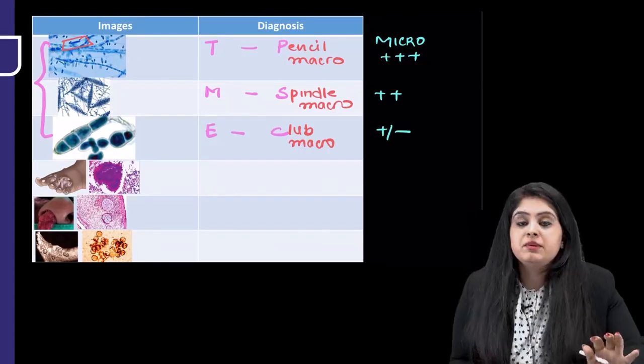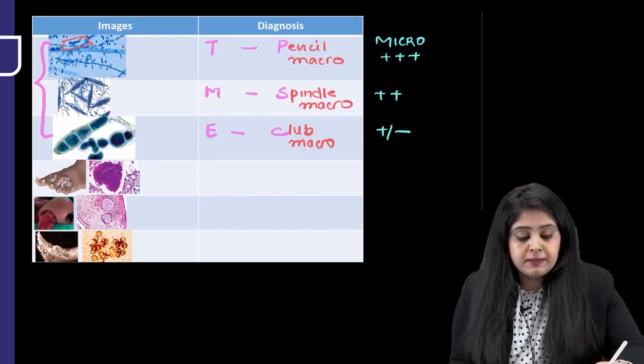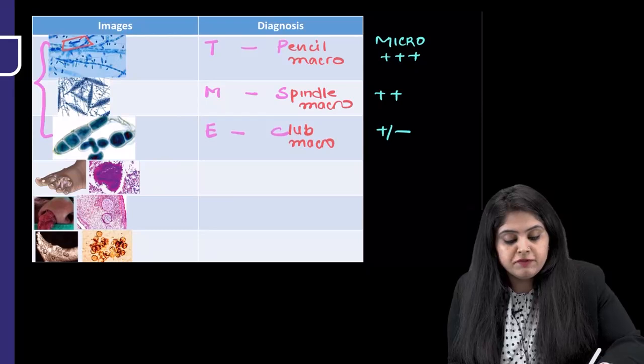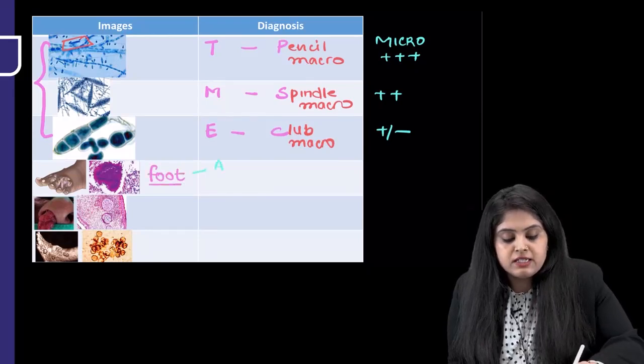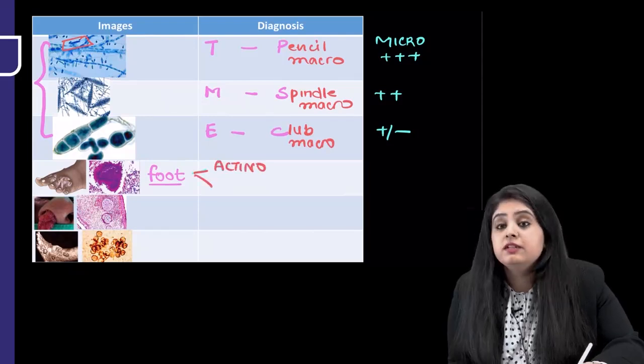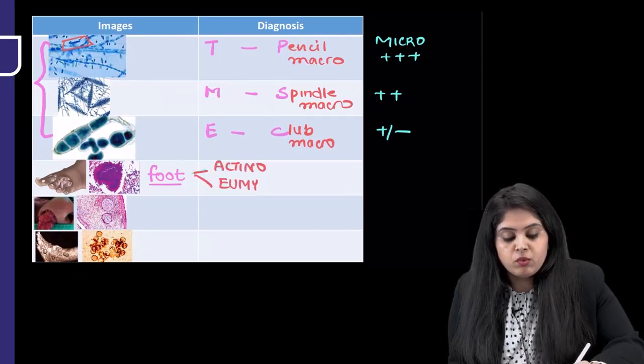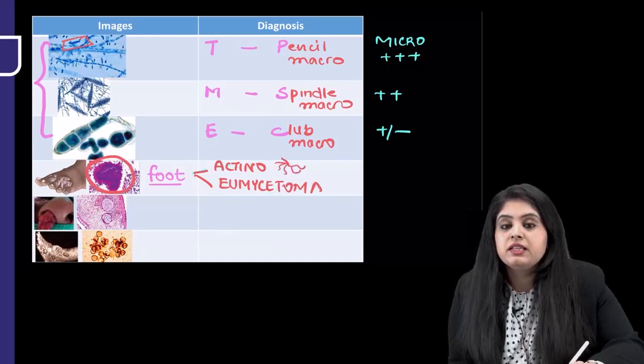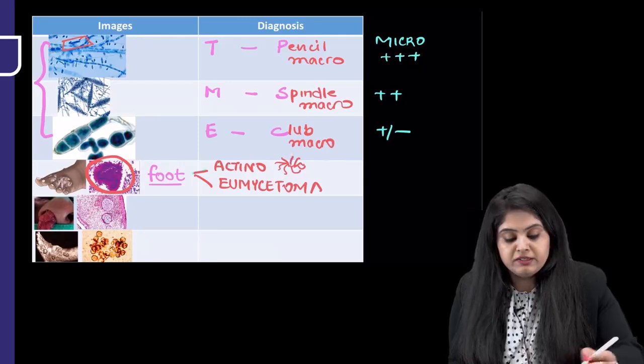I hope everyone remembers this. We've discussed it in a lot of detail. Coming to the next one, you can see the foot. As soon as a foot is given to you, you are either going to think of actino, or you are going to think of the fungus, that is eumycetoma. But what is the picture given? If I ask you, what is the picture given over here? The sunray appearance. The sunray appearance was something that you saw for actinomyces, right?